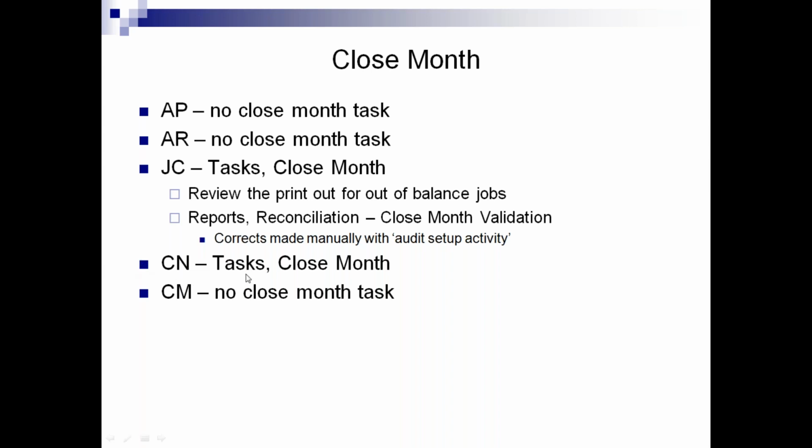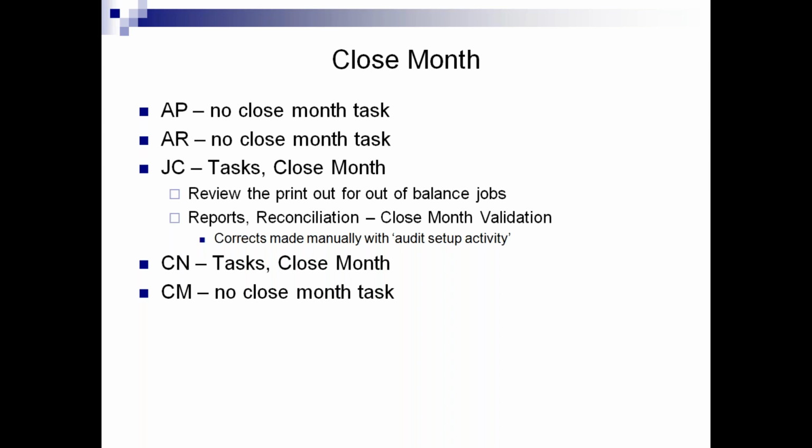Now, contracts also has a close month task, and cash management does not. It's on a year-to-date balance, year-to-date time frame, just like AP and AR. Now, one thing to note, job cost, you can only go 1 month into the future. Contracts is the same, 1 month into the future. So you've got to be sure that you keep these two applications at least current or only 1 month behind. As soon as you get 2 months out, it's going to start rejecting those entries, and you'll have to manually post those entries once you do close the month.